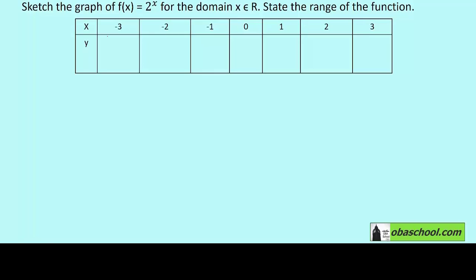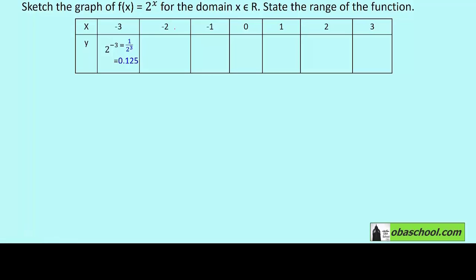First of all, when x equals -3, we have to substitute the value of x in the function. So we put -3 in place of x, so we have 2 to the power -3, which is equal to the reciprocal of the number, that is 1 over the positive power, which means 2 to the power -3 is equal to 1 over 2 to the power plus 3, which is equal to 0.125.